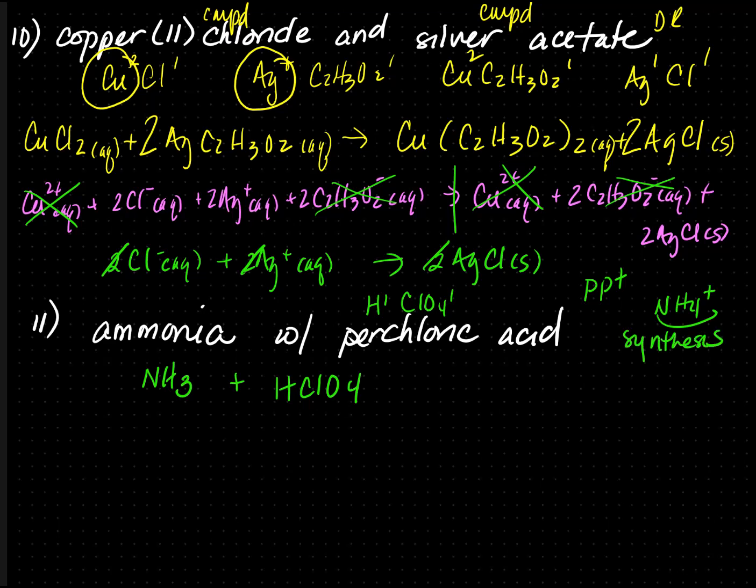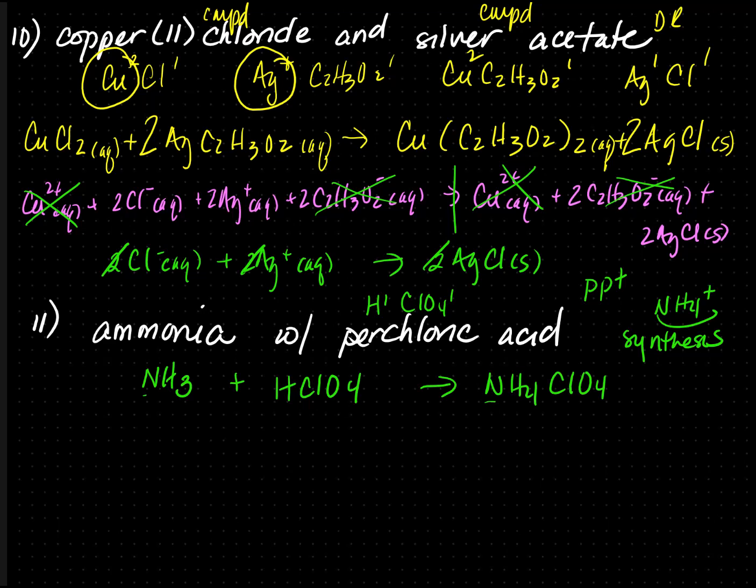So it's NH3 plus HClO4 produces ammonium, which has a charge of 1 plus, and perchlorate, which is ClO4 1 minus. So we need to balance this. We have 1 N. We have 4 H's, 3 from ammonia and 1 from the acid, and then we have the perchlorate. So this is our molecular equation.